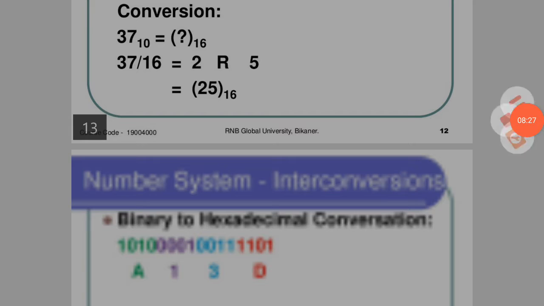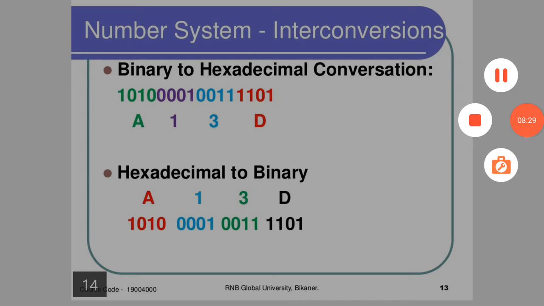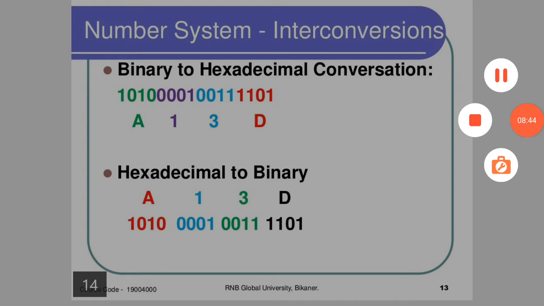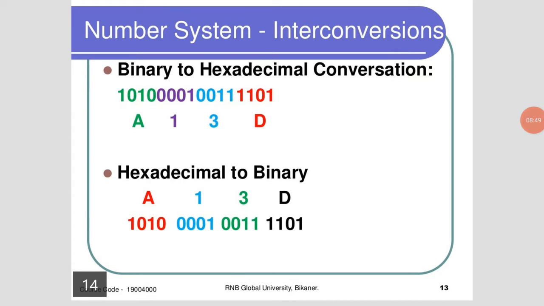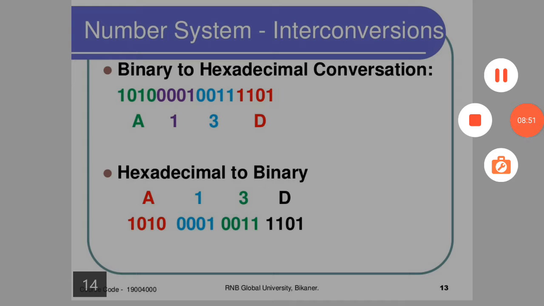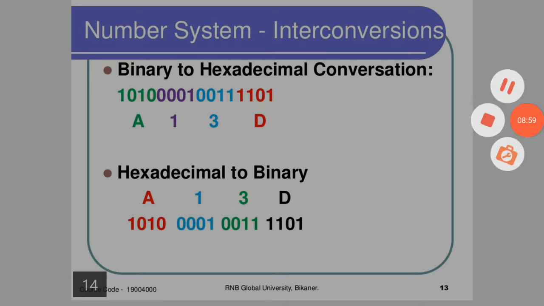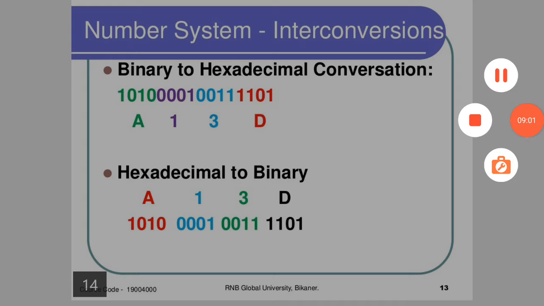After that, binary to hexadecimal conversion. The binary number is 10 1000 0100 1111 1101. So 1010 in binary is denoted in hexadecimal by A. 0001 in binary is denoted by 1. 0011 in binary is denoted by 3. 1101 in binary is denoted by D.